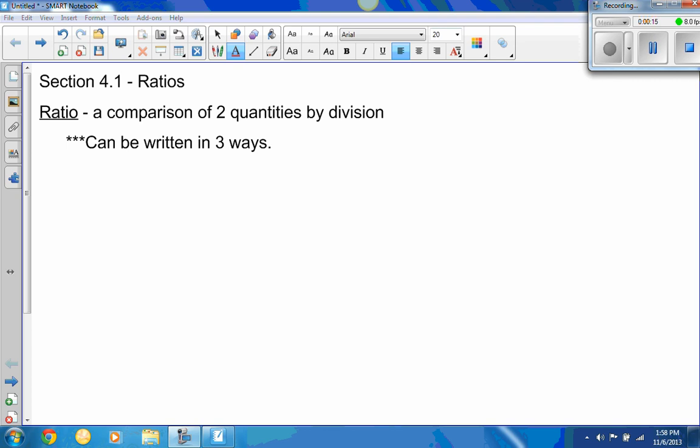What does that really mean? It means that normally you write them as fractions. It has the division bar. It can be written in three different ways, though.